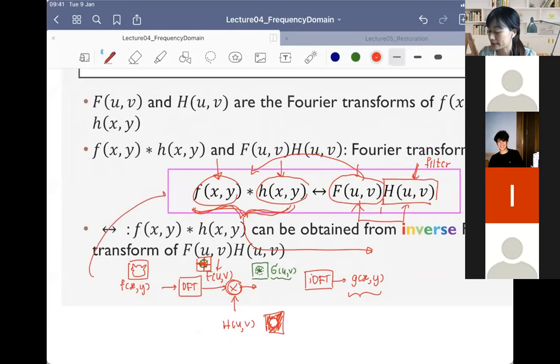But for this property, if you convolve an image with the spatial domain of the filter, you can get the filtered image once you apply the convolution. So this property is trying to tell you the equivalence of how you do the frequency filtering in the frequency domain or the spatial domain.